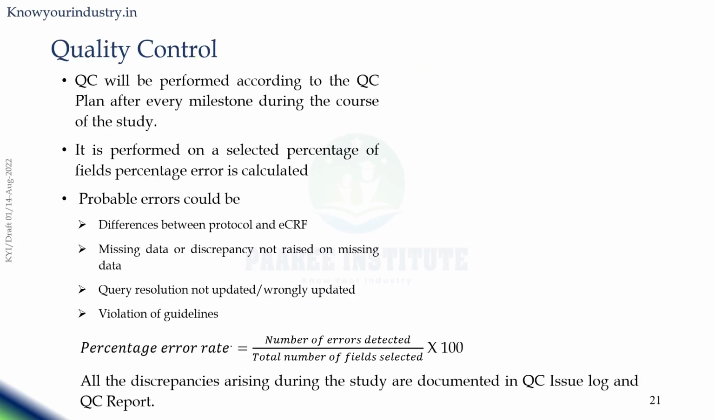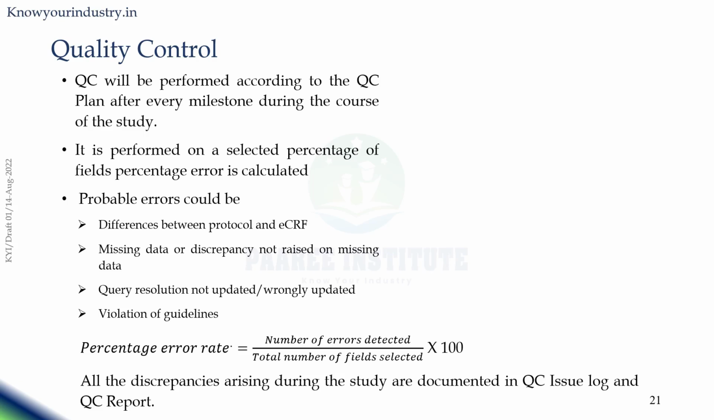Quality control process. QC will be performed according to the QC plan after every milestone during the course of the study. It is performed on a selected percentage of fields, and the percentage error is calculated. It varies from project to project. Sometimes the DM team can define their own percentage error, or the sponsor can also provide it.